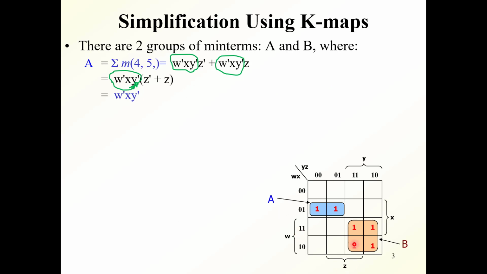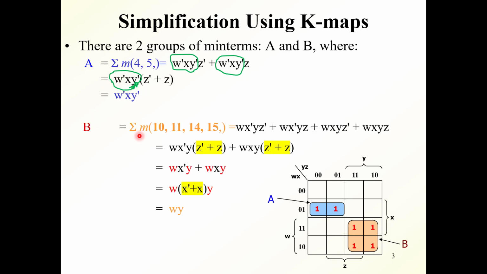If we take group A, this is A, sum of minterms 4 and 5. This is minterm 4, and this is minterm 5. You notice that we have something in common between them. We can use the unifying theorem here. We take this part out of the two terms, which is this, and here we have z bar or z. This is equal to 1. So we are left with this term for group A.